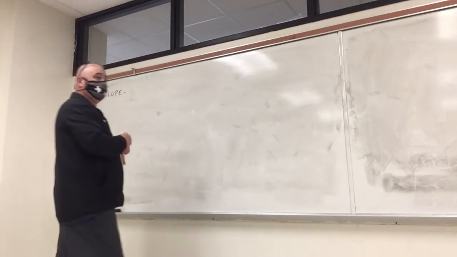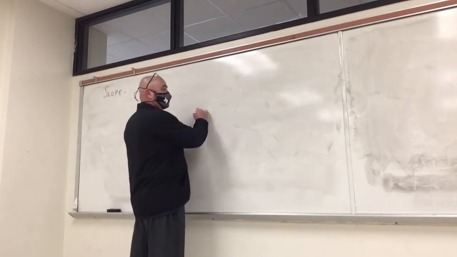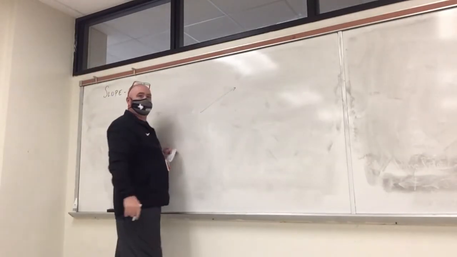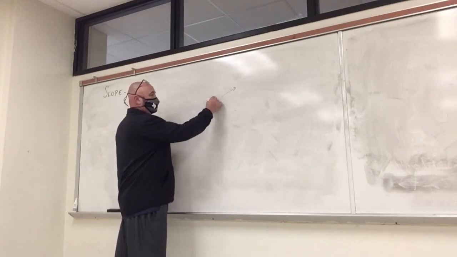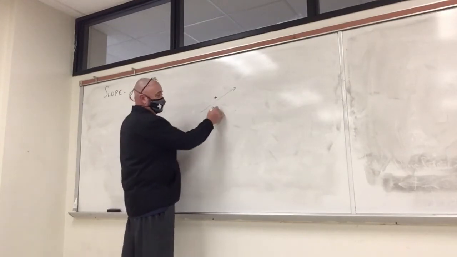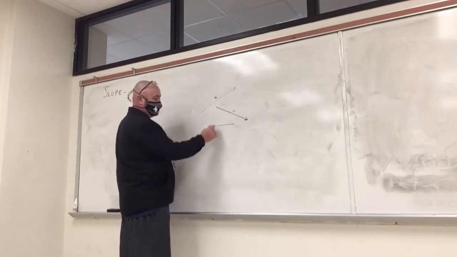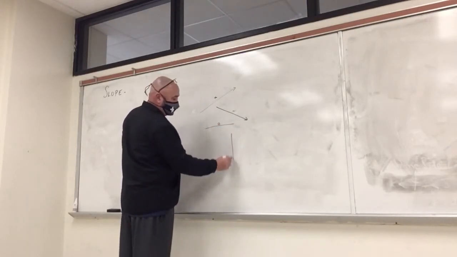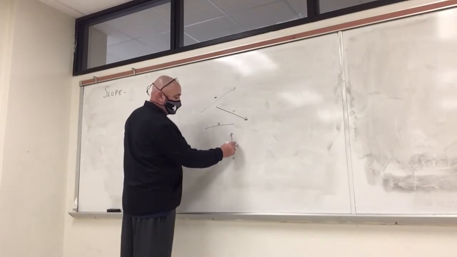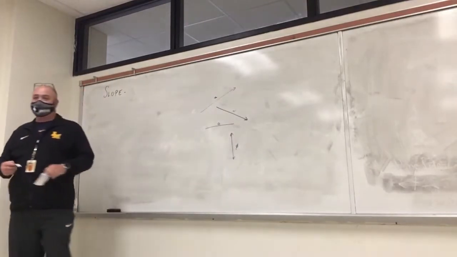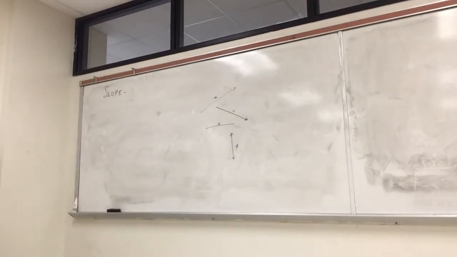Remember, when you look at lines, you look from left to right. Any slope up is positive. Any slope down is negative. Any horizontal line is zero, and any vertical line is undefined. Okay? Everybody understand that? All right?